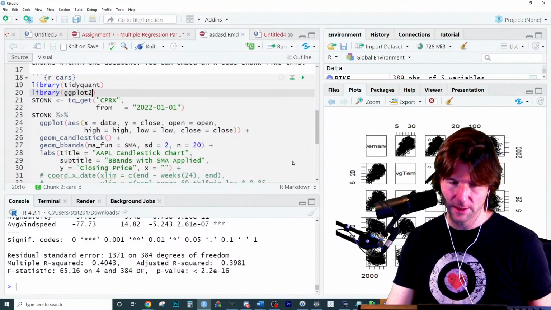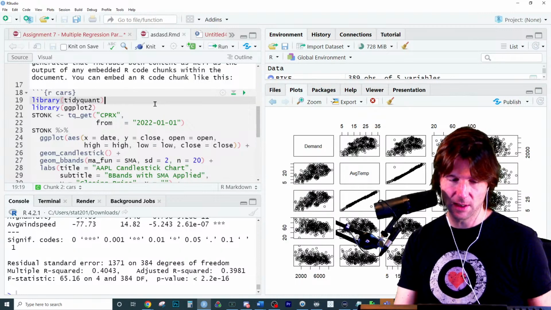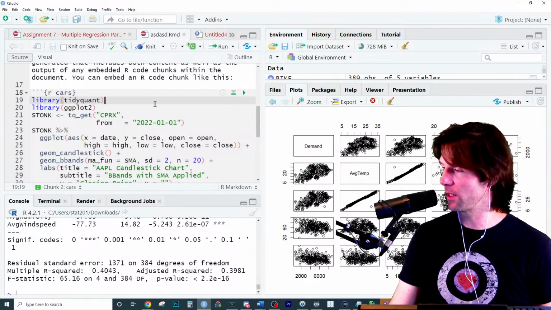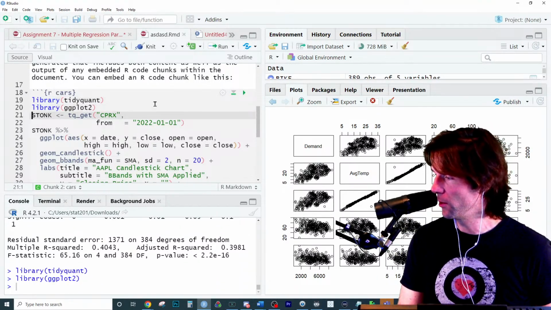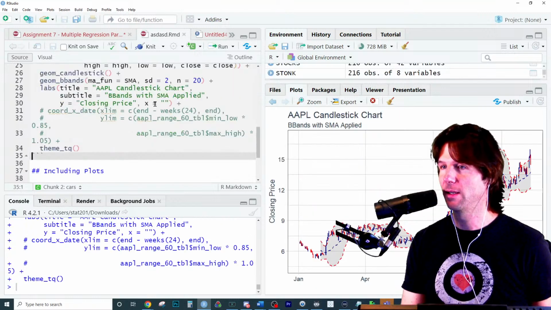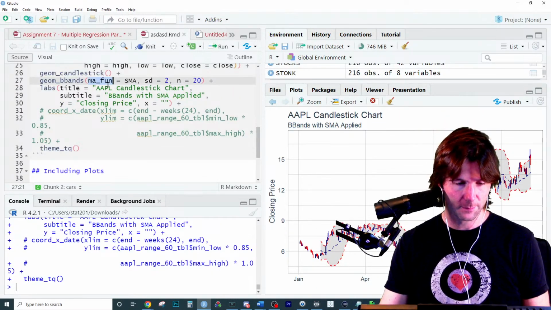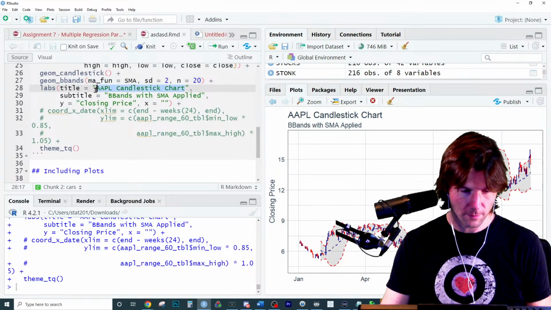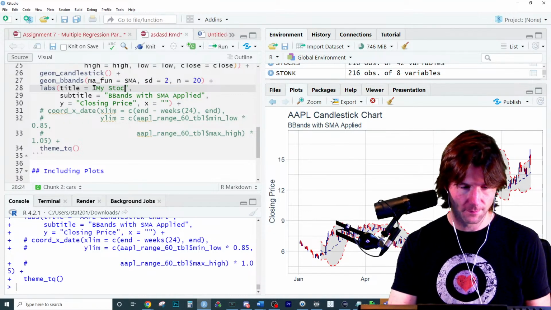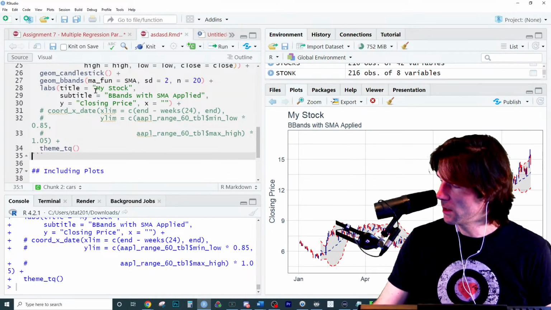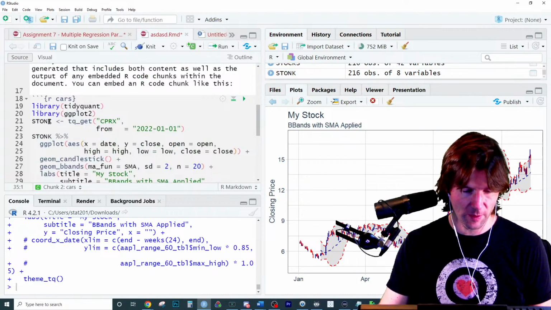So check this out. We've got tidyquant, and someone said, name any stock you want. Does anyone know a stock ticker you want? Can we do chapter 13? Yeah, we do some of that. Name a stock you're interested in. I'm going to call it my stock. Tesla. Watch this. You ready?